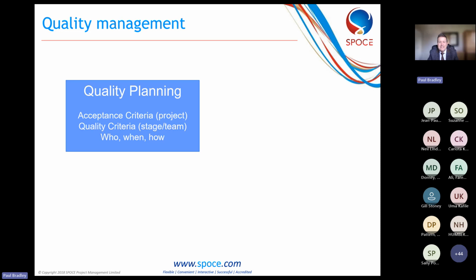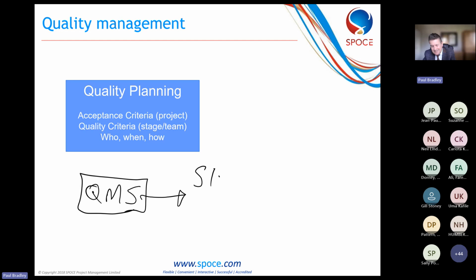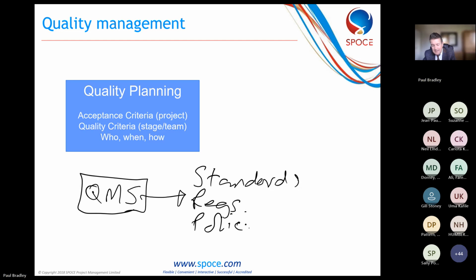The first one being quality planning. With quality planning, I've got a quality management system. And within that quality management system, I'll have standards, regulation, policy. I might have ISO standards. I might have procedures, and so on. This quality management system will exist anyway, whether I'm running a project or not.